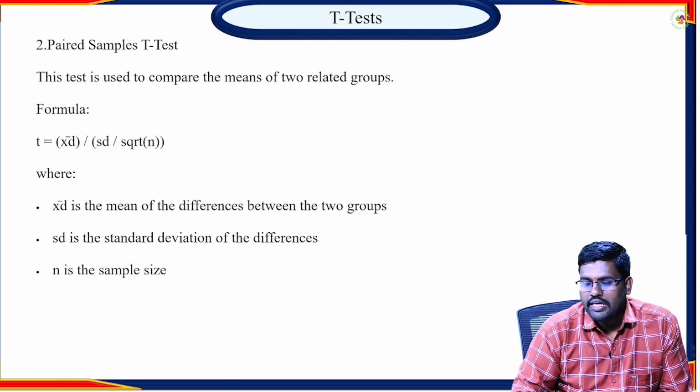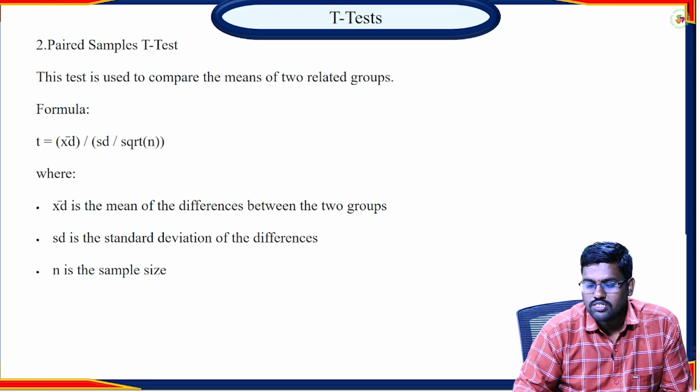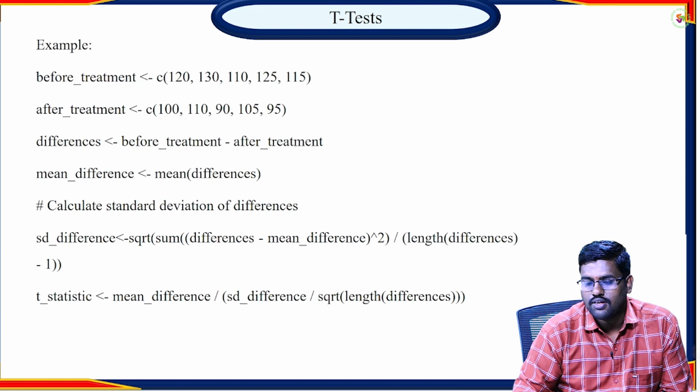Next one, paired sample tests. That means comparing the means of two related groups, two similar groups we have to calculate. For that, t equals x d bar, where x d bar is the mean of differences between the two groups, divided by the standard deviation divided by the square root of n, our sample size. I will show you with an example.